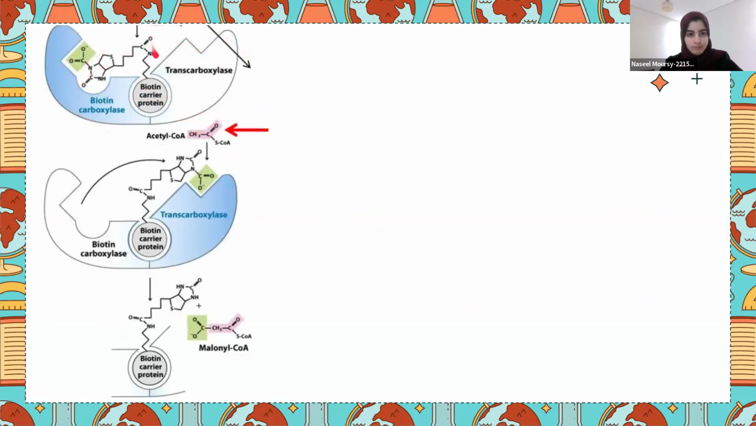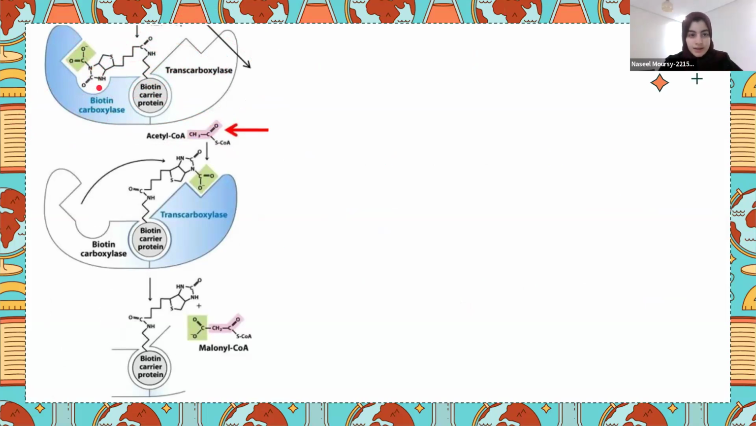This whole thing is the enzyme, acetyl-CoA carboxylase. It has 3 parts: biotin carboxylase, transcarboxylase, and this biotin carrier protein, which carries biotin. So this molecule is biotin. First step is that biotin gets carbon dioxide attached to it, and then biotin carboxylase activates this carbon dioxide. So this is the first part of this enzyme working.